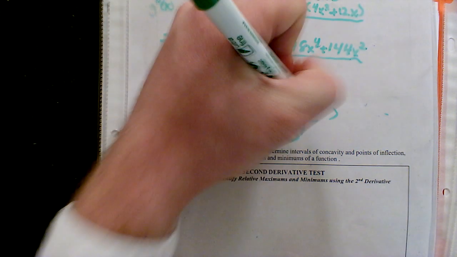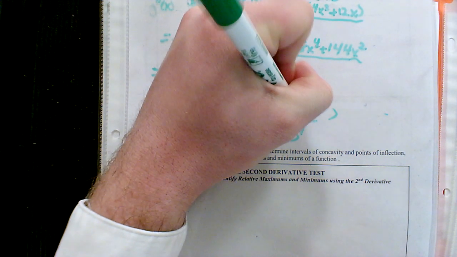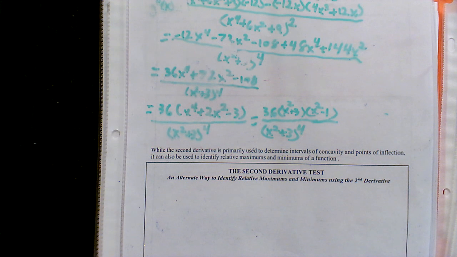We're going to have some quantity with x squared times some quantity with x squared. Anybody figure out what the factors are? Daniel? X squared plus 3 and x squared minus 1. X squared plus 3, x squared minus 1. Very good. Okay, so that is factored right there.